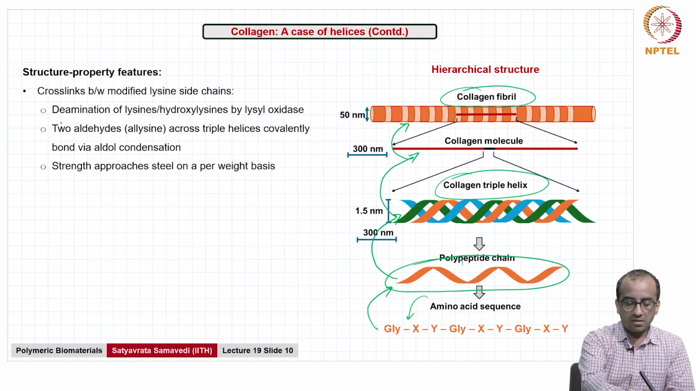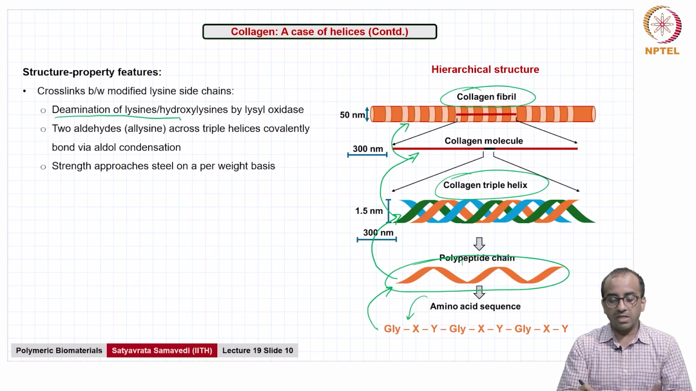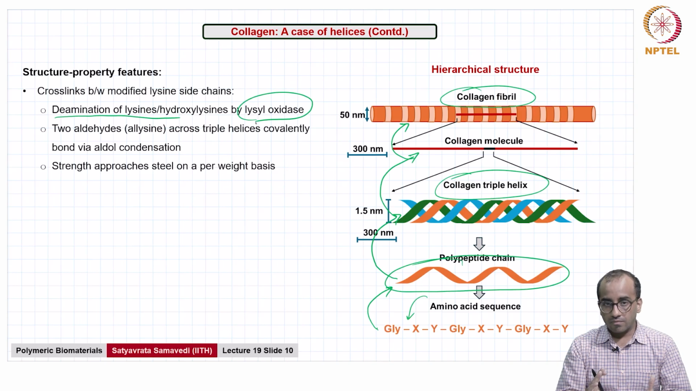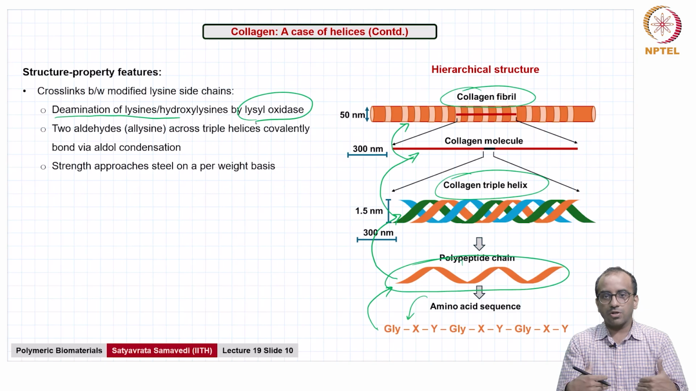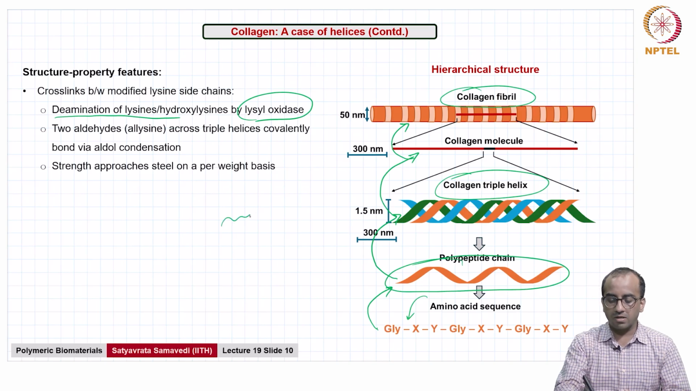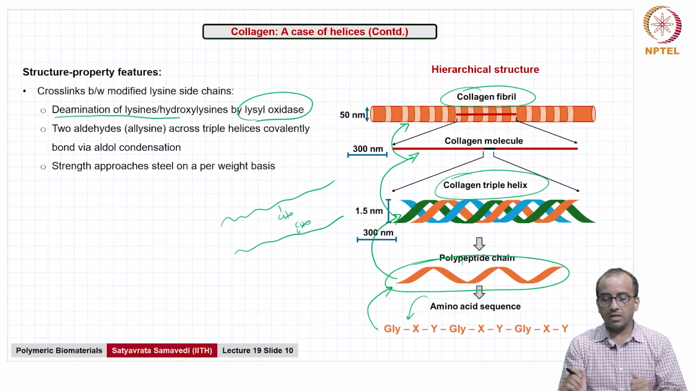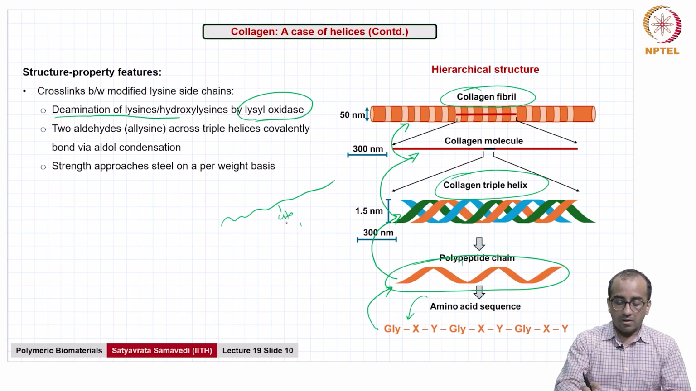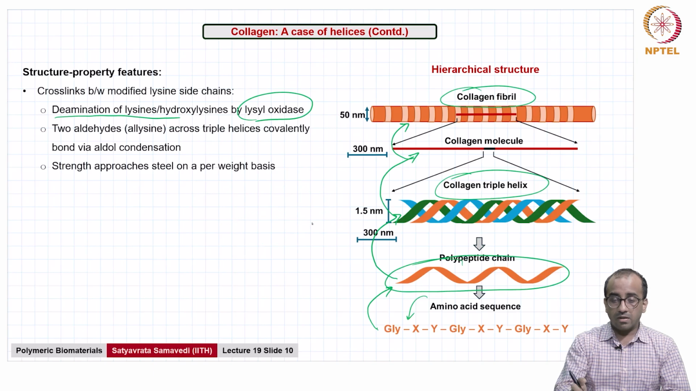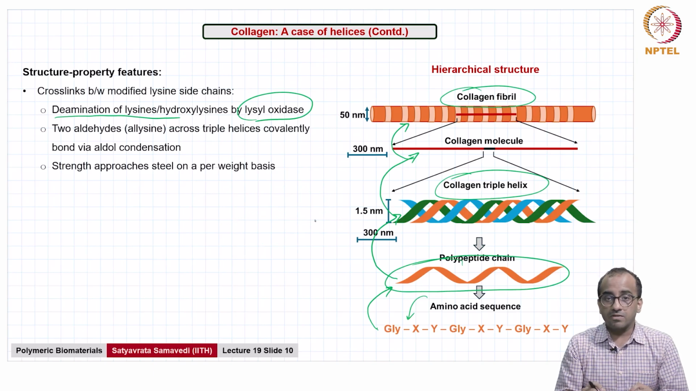That happens through the process of deamination of lysines or hydroxylysines by this enzyme called lysyl oxidase, where the formation of aldehydes is promoted. Then 2 aldehydes across the 2 chains: you have one triple helix here, one triple helix here, and 2 aldehydes sticking out. Through aldol condensation, they can cross-link. That results in very strong tensile properties for collagen.